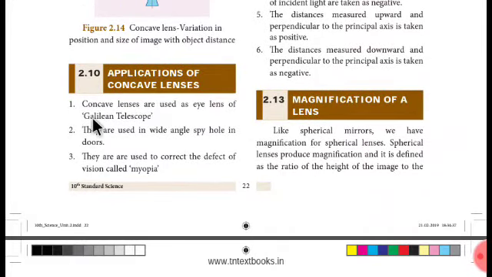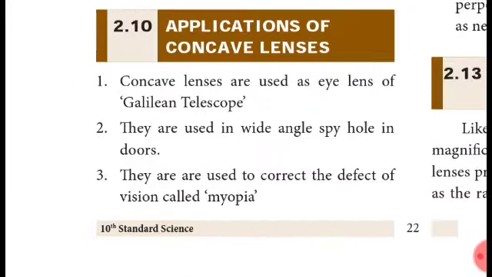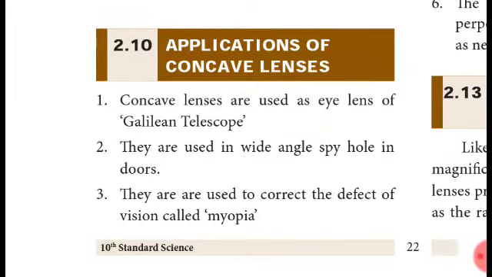Okay, coming back to today's session, we are going to discuss only 3 points. The first one is that concave lenses are used as the eye lens of Galilean telescopes. In the applications of convex lenses, I said that convex lenses are used for microscopes, telescopes and slide projectors, but here they used the word telescope.